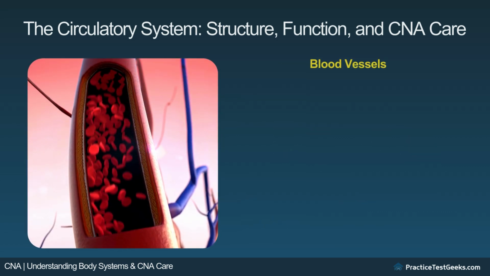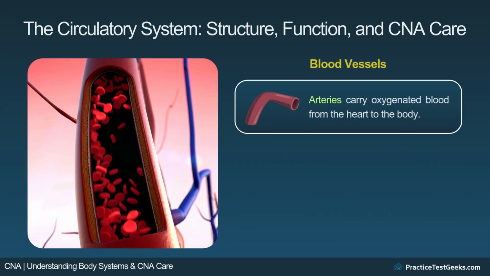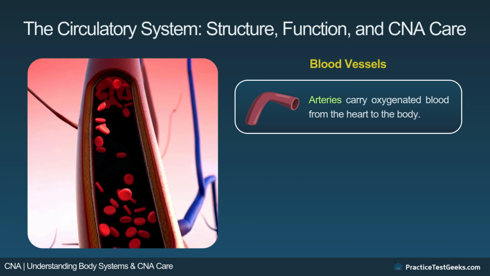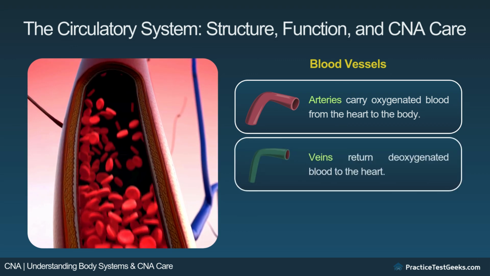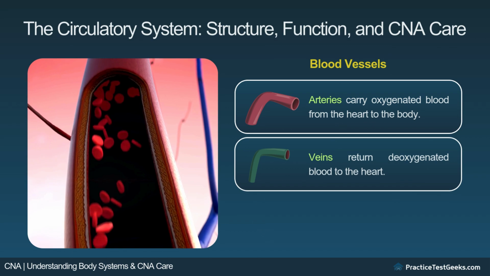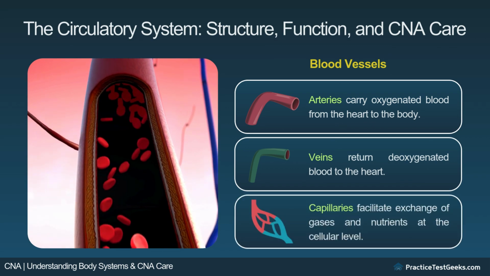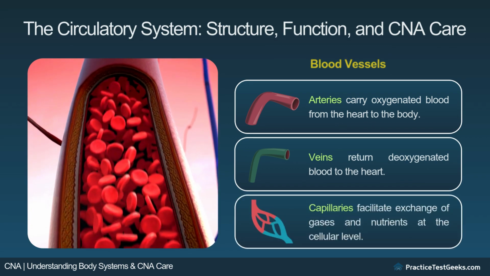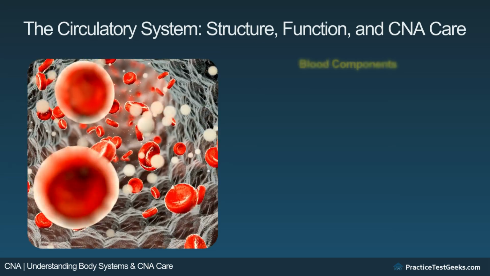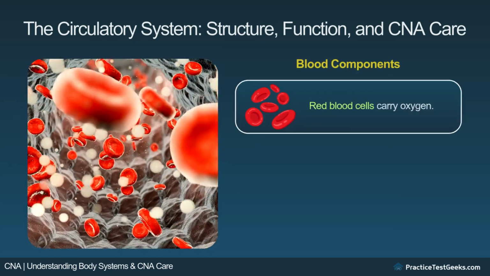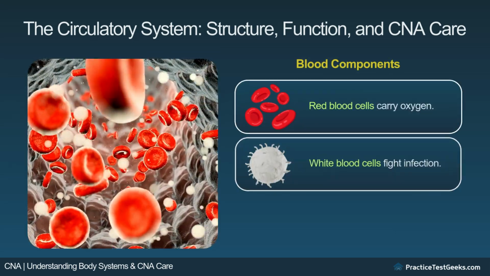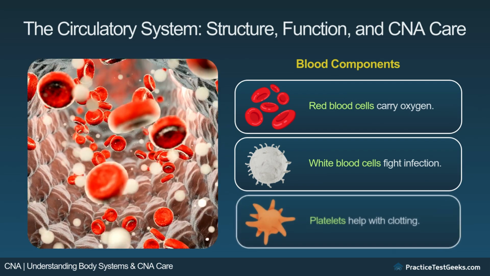Blood vessels. Arteries carry oxygenated blood from the heart to the body. Veins return deoxygenated blood to the heart. Capillaries facilitate exchange of gases and nutrients at the cellular level. Blood components. Red blood cells carry oxygen. White blood cells fight infection. Platelets help with clotting.